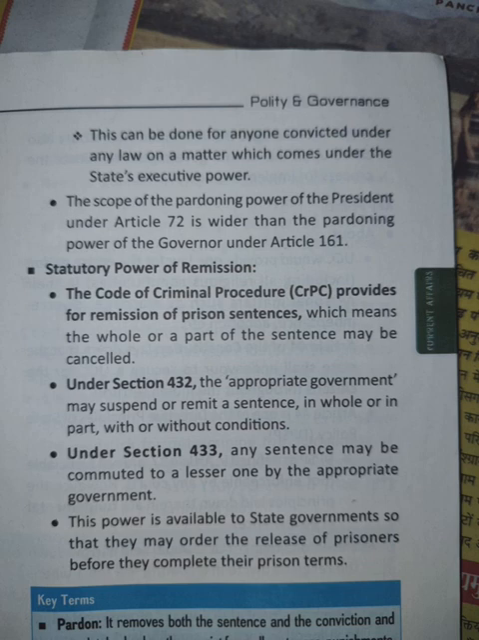Statutory power of remission. The Code of Criminal Procedure provides for remission of prison sentences, which means the whole or part of the sentence may be cancelled. Under Section 432, the appropriate government may suspend or remit a sentence in whole or in part with or without conditions. Under Section 433, any sentence may be commuted to a lesser one by the appropriate government. This power is available to the state governments so that they may order the release of prisoners before they complete their prison terms.